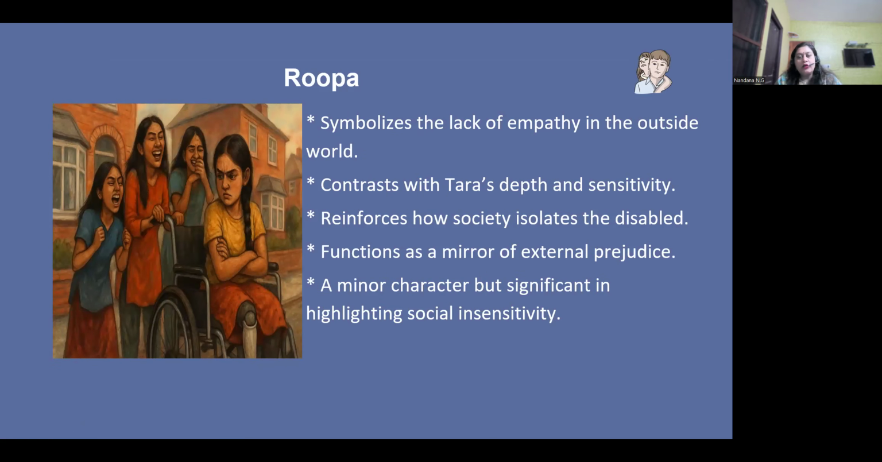Rupa symbolizes the lack of empathy in the outside world. In fact, there is that one instance where Tara is on the way home and Rupa, along with her friends, is instrumental in walking her. So Rupa can also be seen as a figure who is contrasted with Tara's depth and sensitivity, while Rupa is shallow, both outward and inward. Rupa reinforces how society isolates the disabled. She functions as a mirror of external prejudice, though a minor character, but completely significant in highlighting social insensitivity.